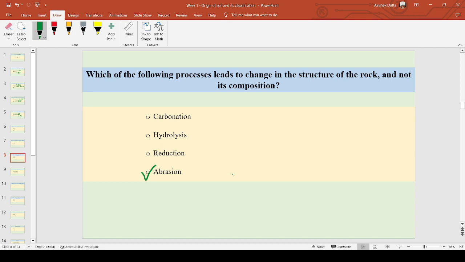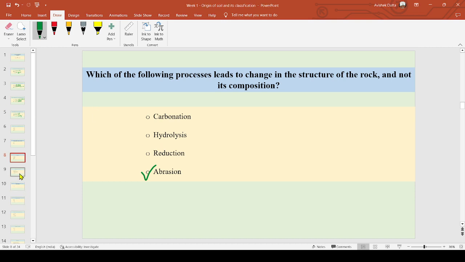Chemical processes lead to a change in the chemical composition of the rock. This is important because when a soil is formed from the disintegration of rock, that disintegration can be physical, chemical or biological. If it is simple abrasion, then one type of soil will be formed. If it is reduction or reduction and hydrolysis, then also one type of soil will be formed. And if it is only carbonation, another type of soil will be formed. So the type of disintegration process of the rock decides the type of soil made from the parent rock. In this case, abrasion leads only to a change in the physical structure of the rock, not its composition. This is a physical process.